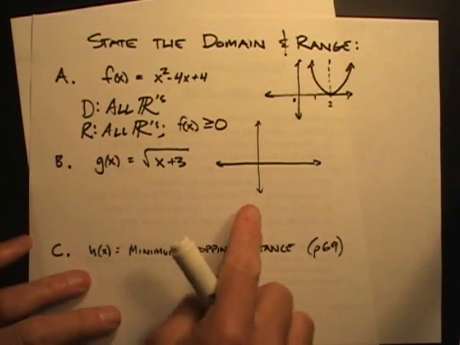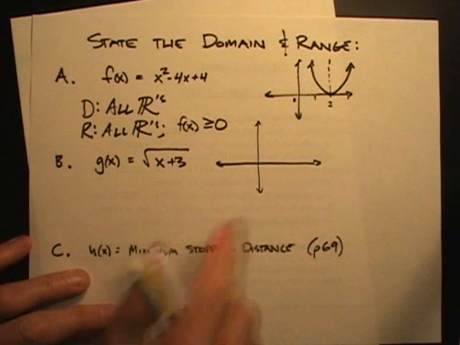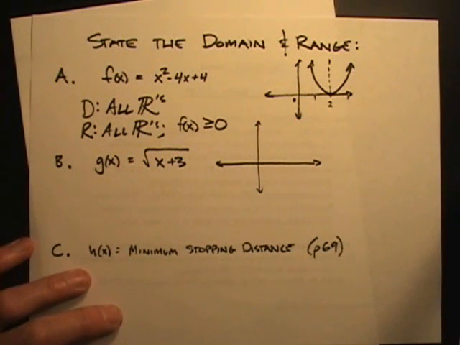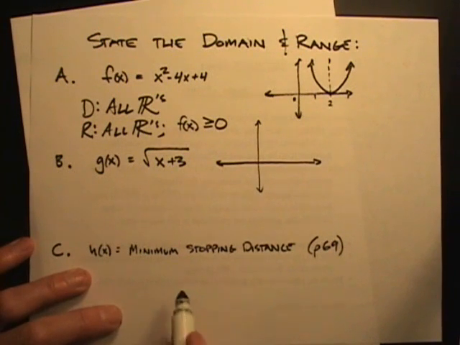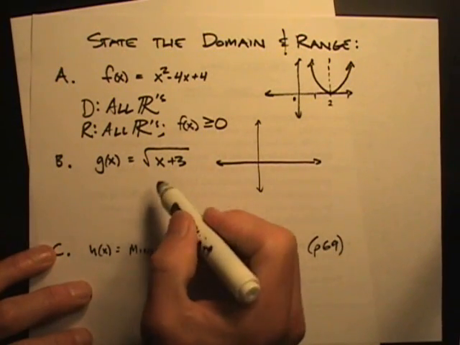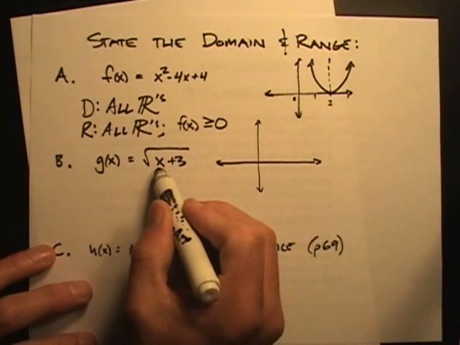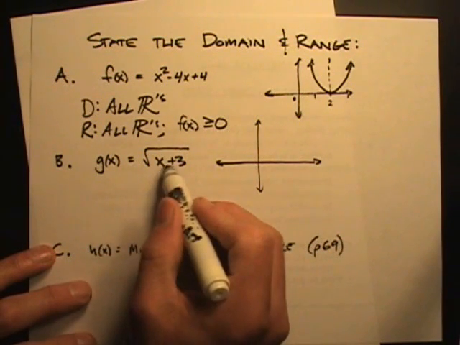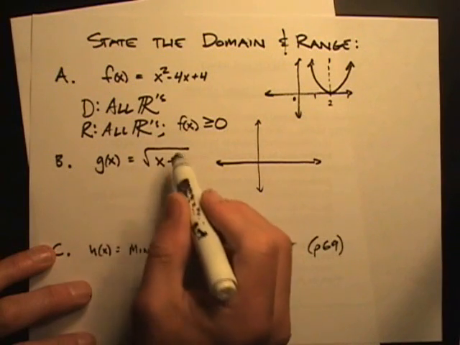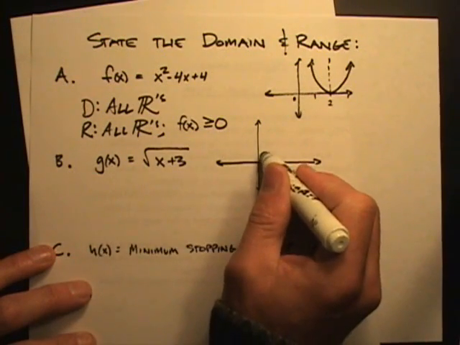So why don't you pause the camera for a second and consider this one. Maybe that's similar, but maybe it isn't. Okay, if you're good and you paused it and you thought about it, you'd say, well, if I were to start plugging in x values, I can plug in 1, because 1 plus 3 would give me 4, and I can take the square root of that and I'd get 2, so I could go over 1 and up 2.